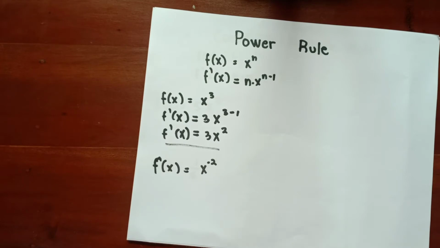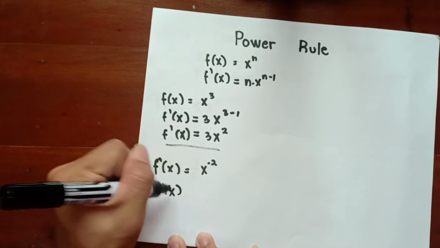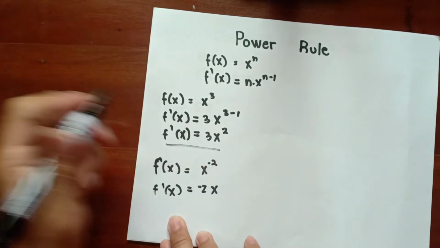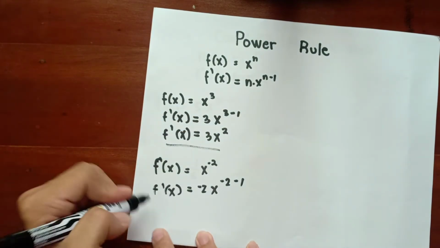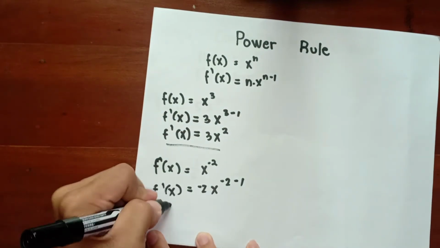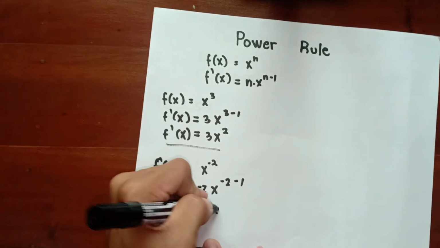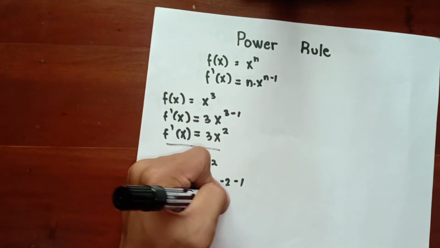So, second example, f of x is equal to x raised to negative 2. f prime of x is equal to, bring down negative 2, copy the x, copy the n, subtracted by 1. So, algebra, negative 2x, negative 2 minus 1, which is negative 3.